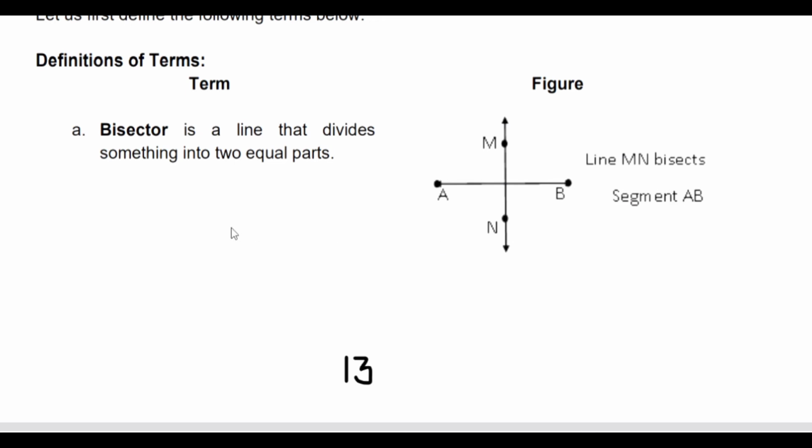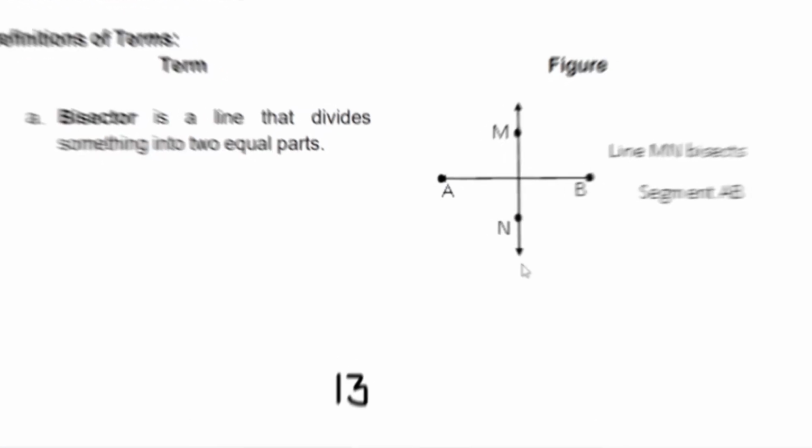In this figure we have the line segment AB and the line MN. Line MN bisects the line segment AB. So this line MN is a bisector. It divides the line segment AB into two equal parts.